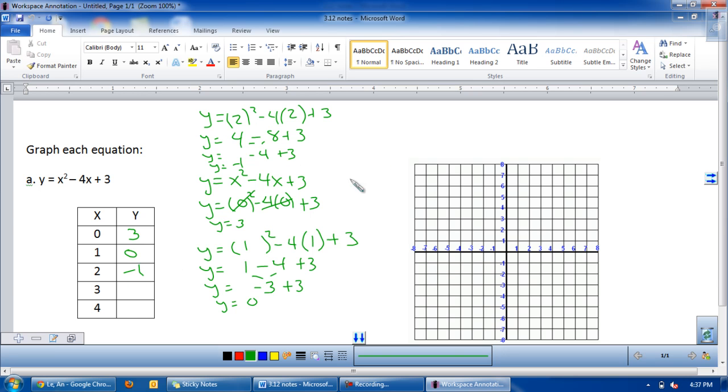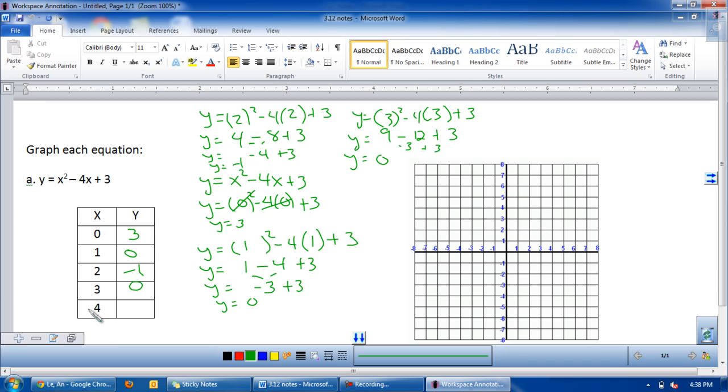Negative 4 plus 3, that's negative 1. Alright. Then next we're going to replace x with 3. So we have y equals 3 squared minus 4 times 3 plus 3. Y equals, well, 3 squared, that's 3 times 3, which is 9, minus 12 plus 3. Okay, 9 minus 12 is negative 3. So we have negative 3 plus 3, that's 0.